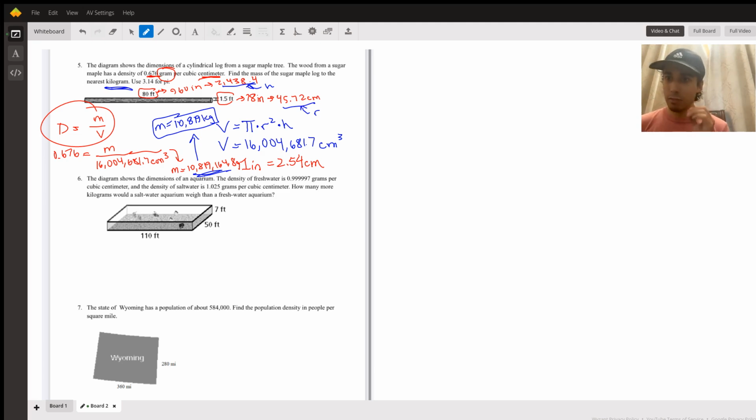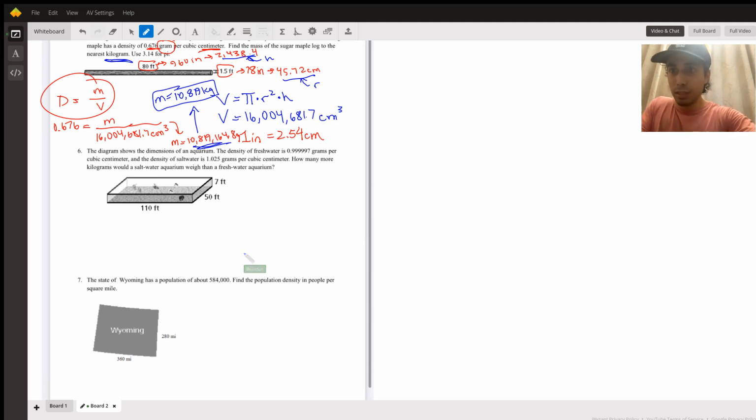All right, number 6, very similar, right? Notice that it gives you a density in cubic centimeters. So all of these, again, we're going to do the same thing. You're going to multiply them by 12 to get inches, and then multiply by 2.54 to get centimeters. So all of those we're going to convert to centimeters. And then for your volume, it'll be length times width times height. So you'll multiply all three of these new measurements together once you multiply by 12 and by 2.54.